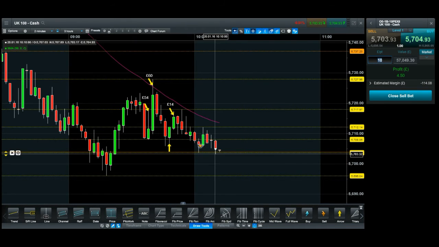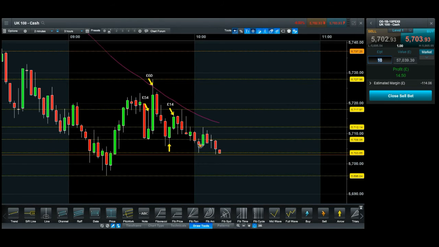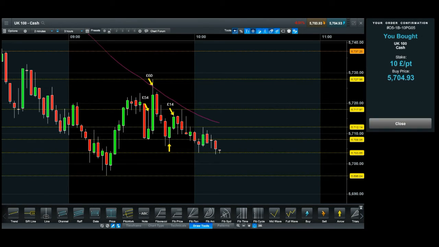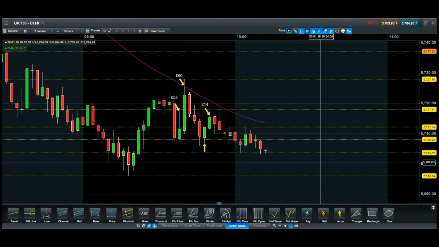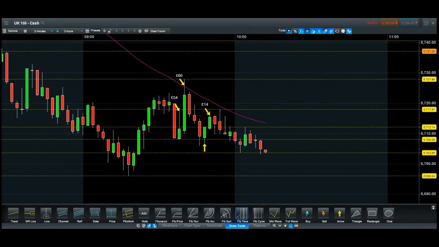Okay, it looks like this is becoming support, so I've got to close the trade with a small profit. Wait a minute, it's 14. Maybe it's going down further. So no, it's not. So £4 only. Never mind.